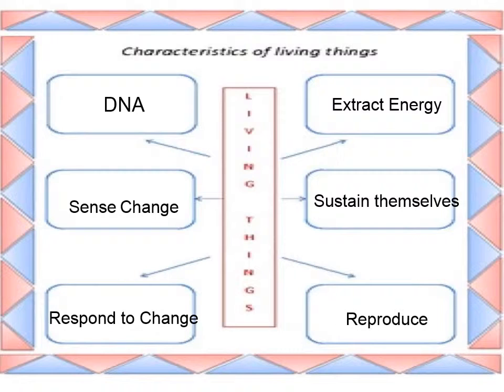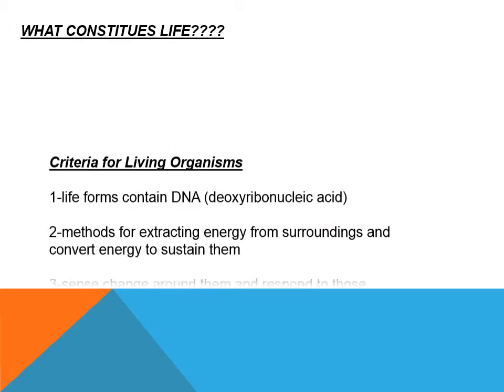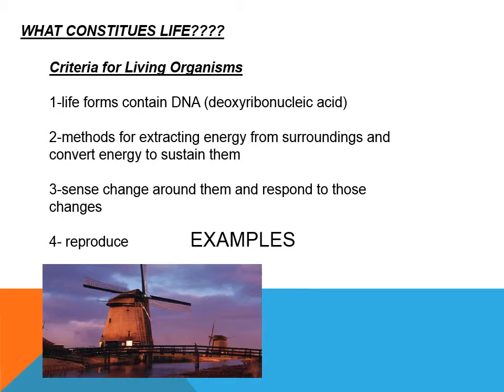Our learning objective is to establish the 4 common criteria which scientists have established, determining if something is considered to be alive or not. We have examples to evaluate. We have a windmill. A windmill does not have DNA. A windmill does not have a method for extracting the energy. It cannot sense change, and it cannot reproduce.